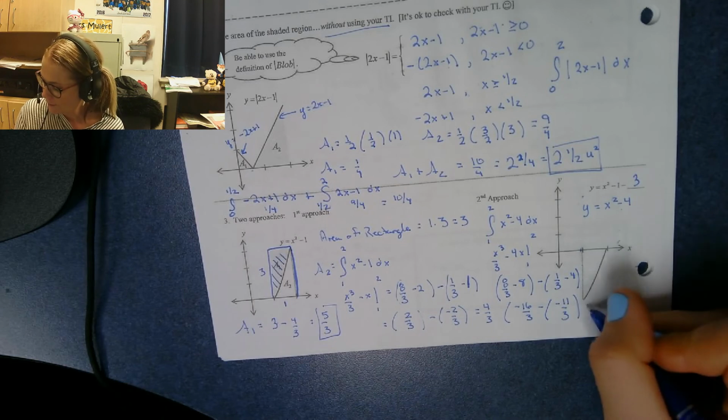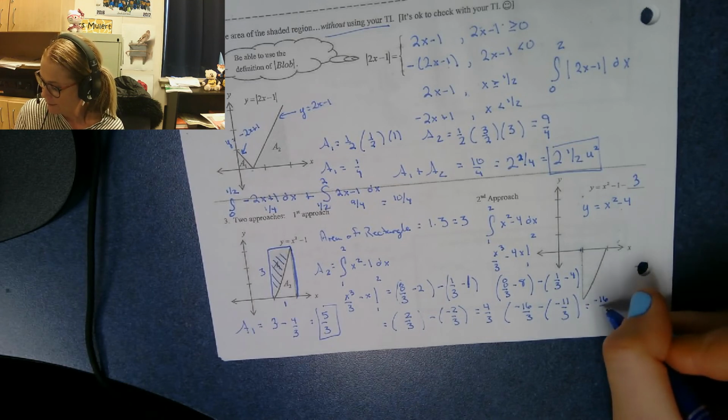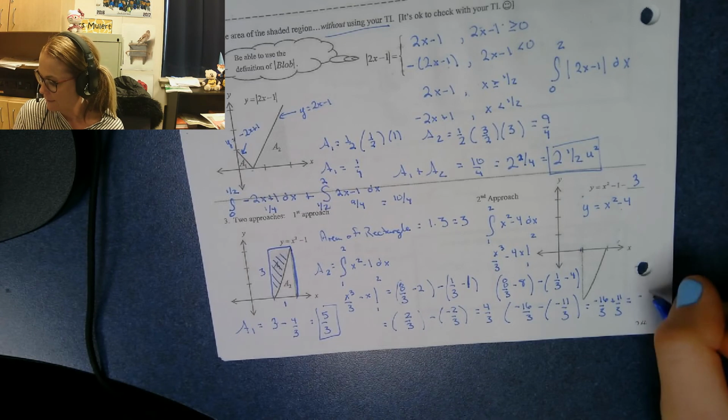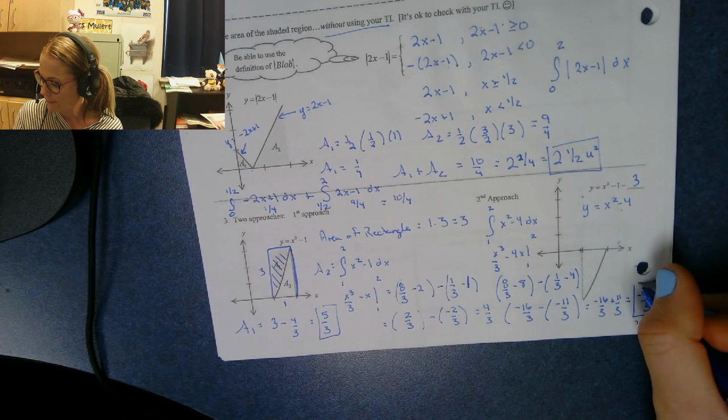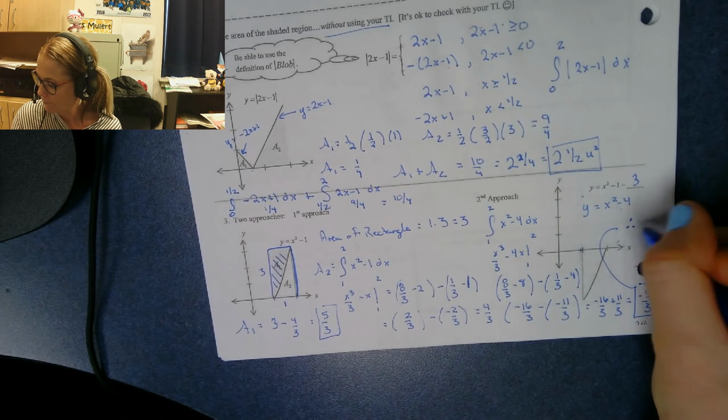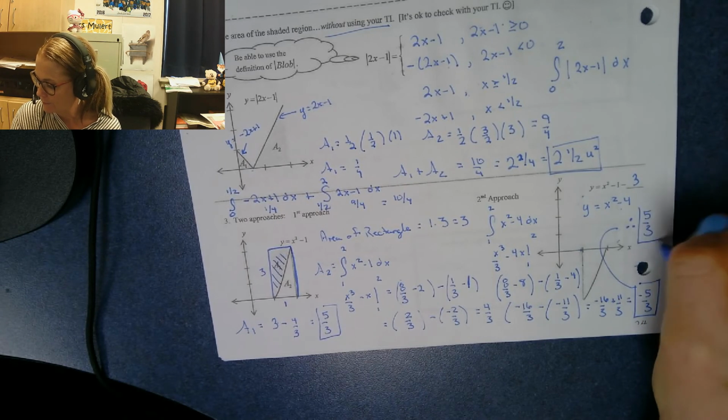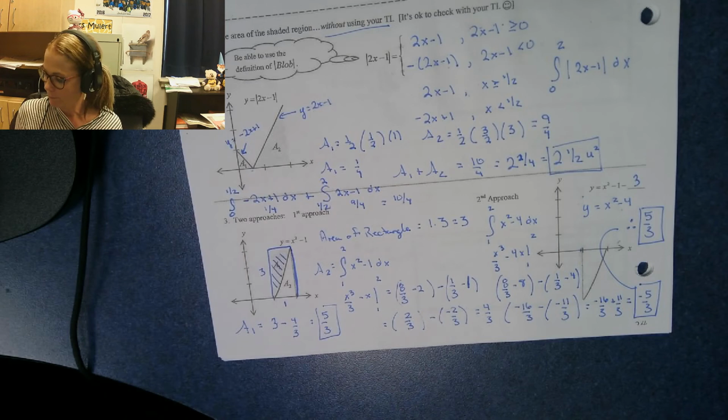All is good. And so this is negative 16 over 3 plus 11 over 3, which is negative 5 over 3. Okay? And so you would just need to make sure you give your final answer back as, therefore, positive 5 over 3, because we shifted it, and that's not part of the original problem.